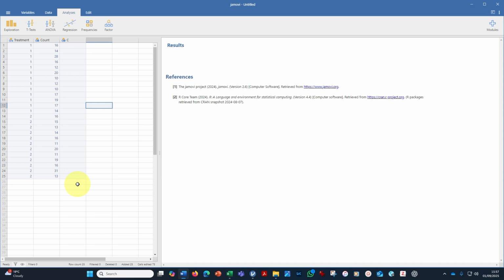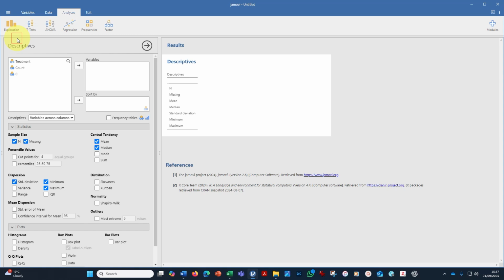So the first check is like all the other ones in our descriptive stats. In the analysis menu, we're going to go to exploration, we're going to go to descriptives, and everything we're going to talk about we can find here. We're just going to put the count in the variables. We're not going to put the treatment in the split by. So we're just looking at the count, and here we've got our basics. We've got a mean and a median that are exactly the same, so it looks like this could be a normal distribution already. But let's make some further analysis.